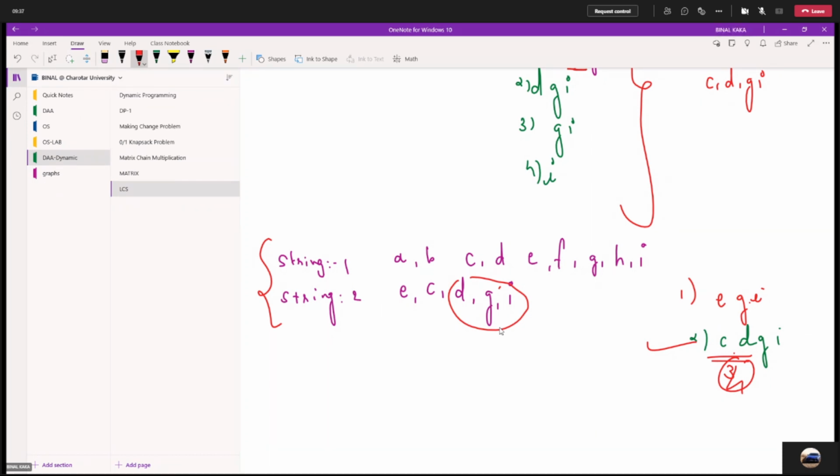And the matching characters need to be continuous, right? Continuous होना चाहिए, collapse नहीं हो सकते, right? So they need to be continuous. And now let's see how we can solve this using the characters.